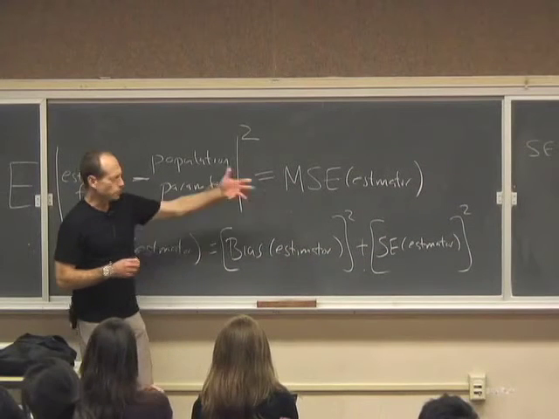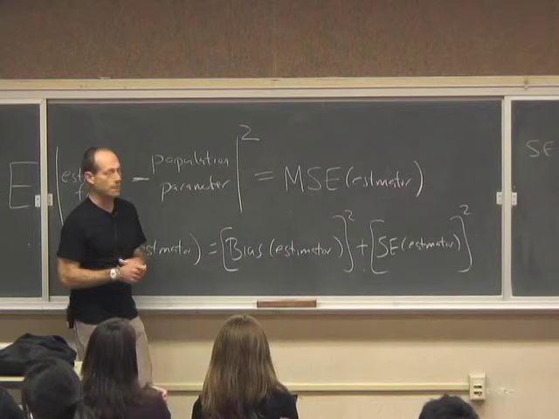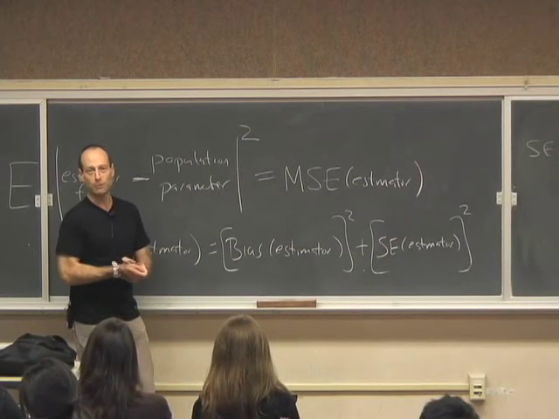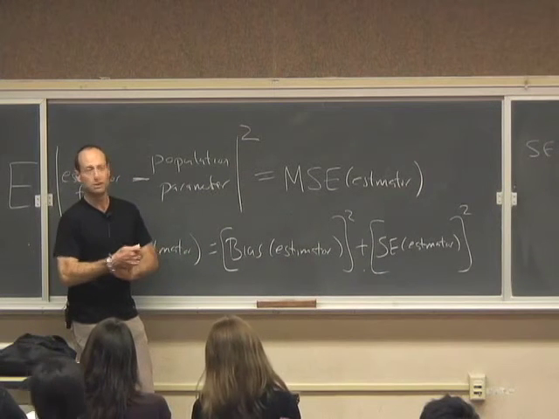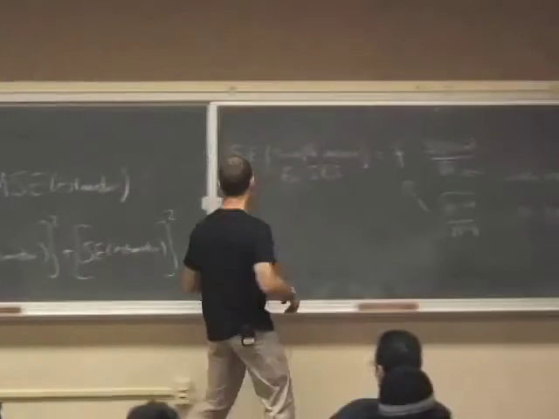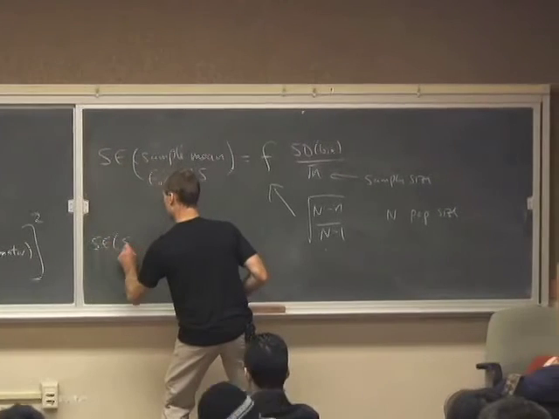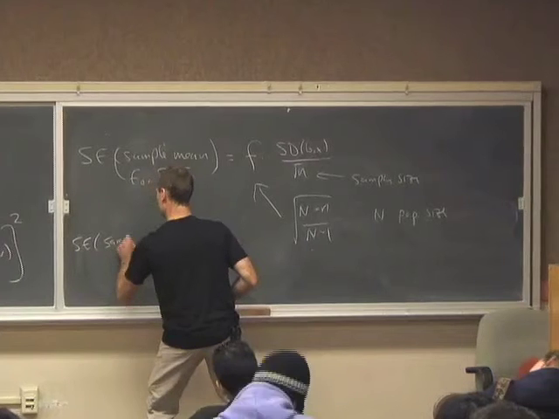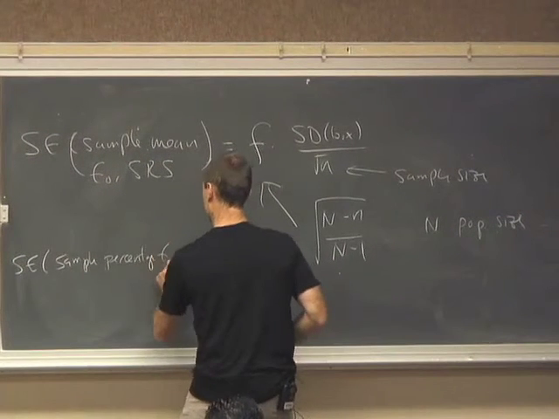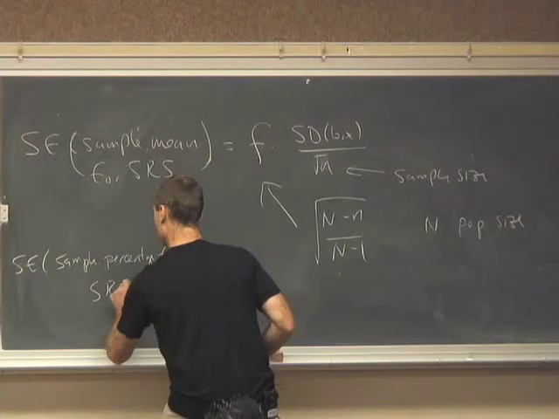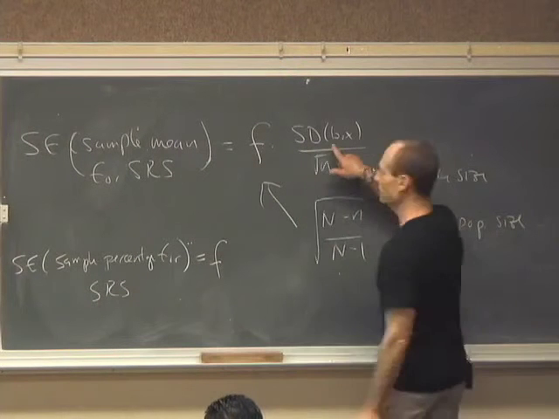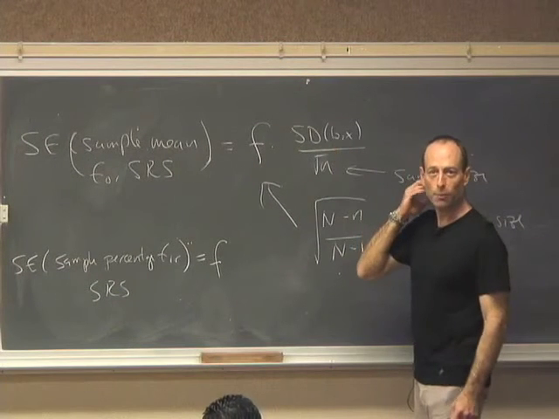Okay, and then a special case of this is the sample percentage, right? The sample percentage is a special sample mean, if the population only contains 0s and 1s. And in that case, the SE of the sample percentage for a simple random sample, we're still going to get f. The SD of the box now has a simpler form.